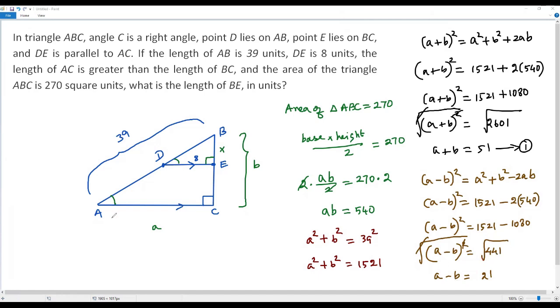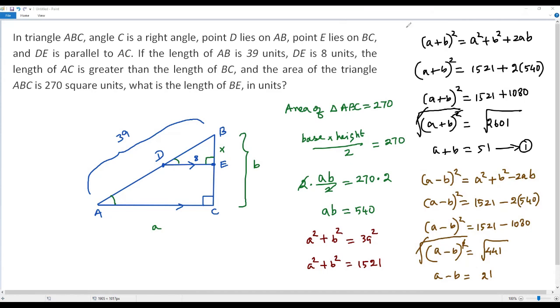We know that the length of AC is greater than the length of BC. That is, the value of this lowercase a is greater than the value of this lowercase b. And both a and b are positive values because both of them are lengths of the two legs of the triangle. Here we subtract the smaller positive value b from the larger positive value a, so definitely it cannot be negative. So I consider only positive sign for this square root.